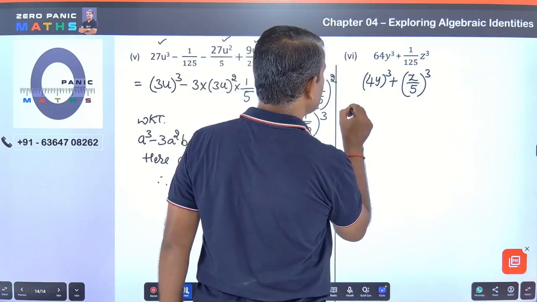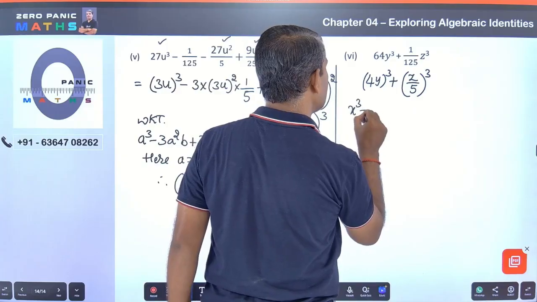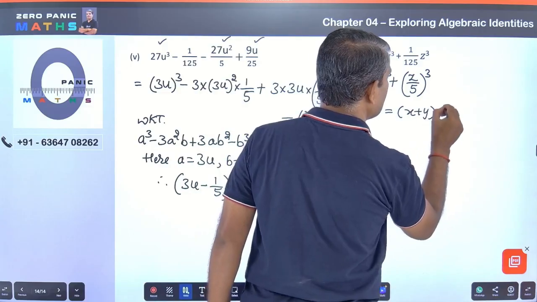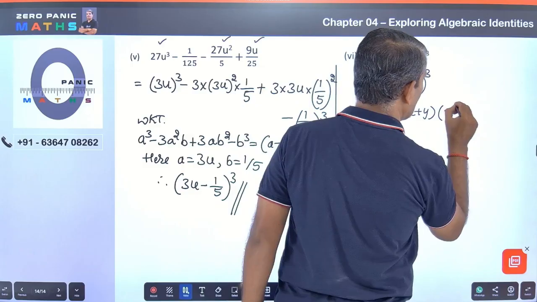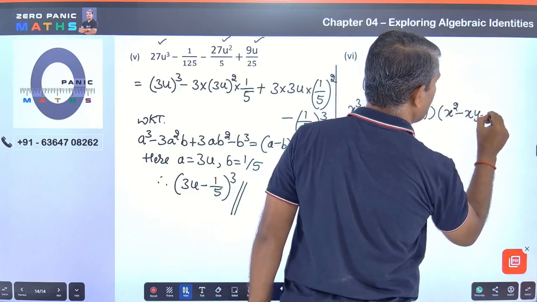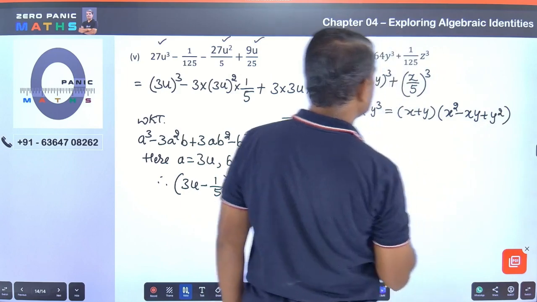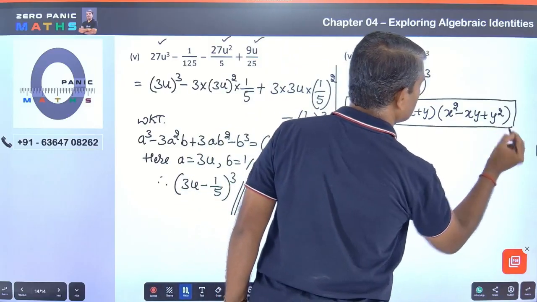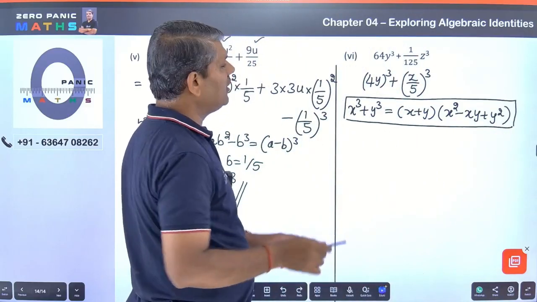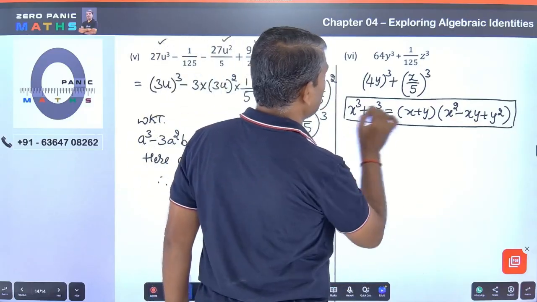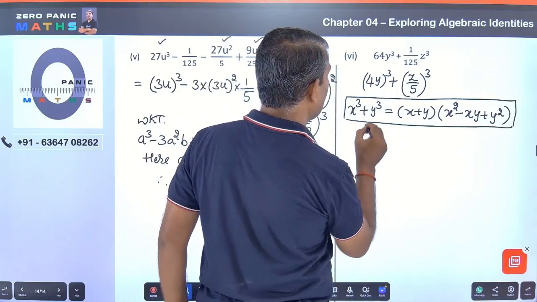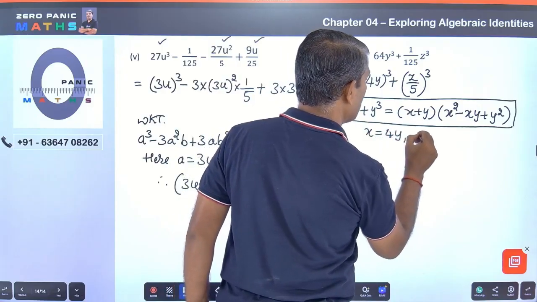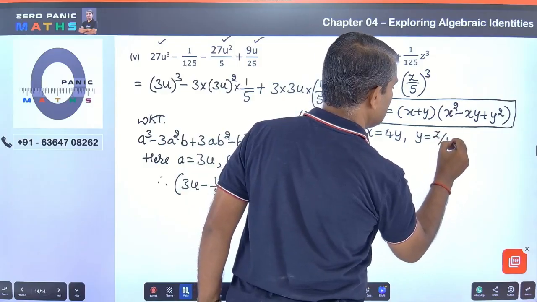Okay, now what is that formula? I will write this as x cube plus y cube is equal to x plus y multiplied by x square minus xy plus y square. So this is the identity we have studied in the previous session. Okay, you have to remember. If you know the identity, remember the identity, then it will be very easy for you to solve such problems. So now we know what is x? X is 4y. Okay, here x is 4y and y is z by 5.